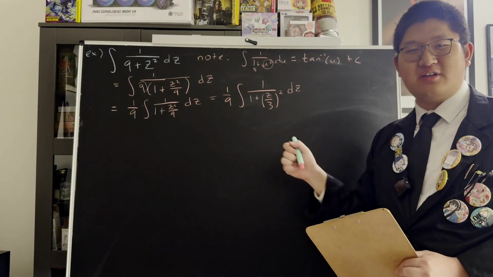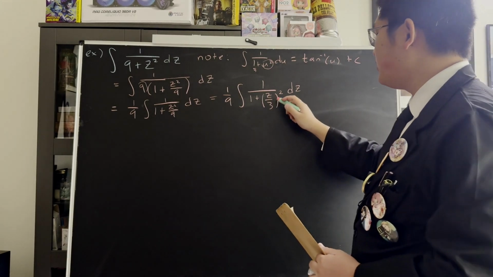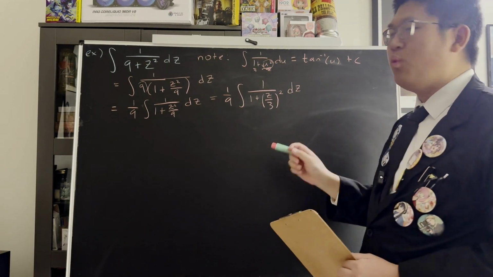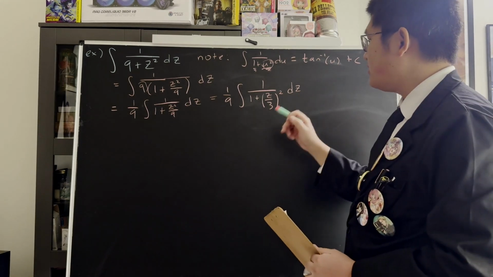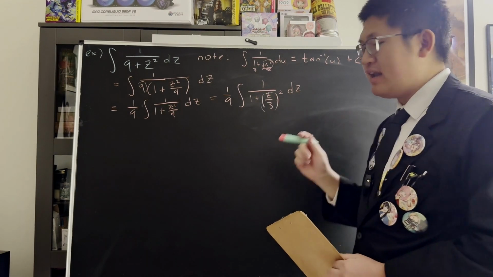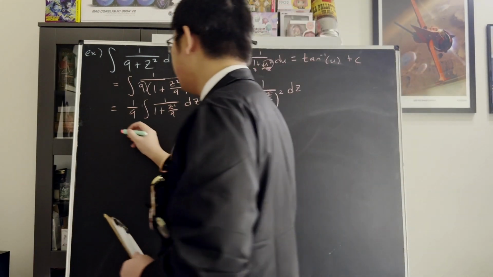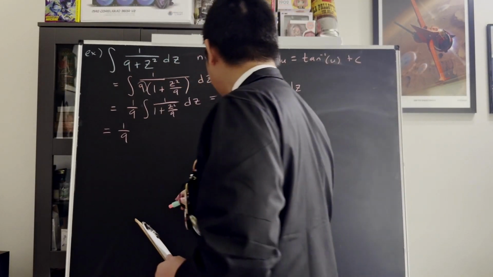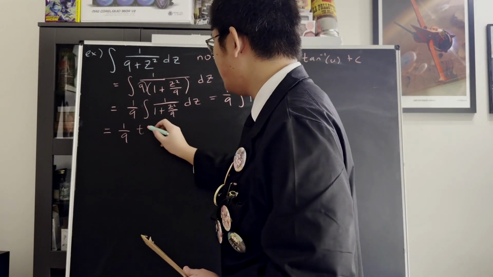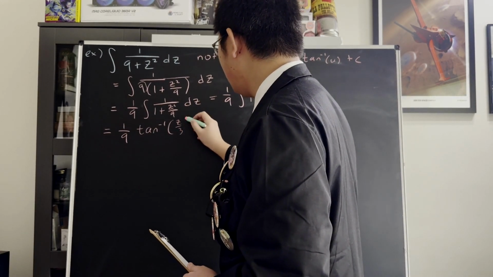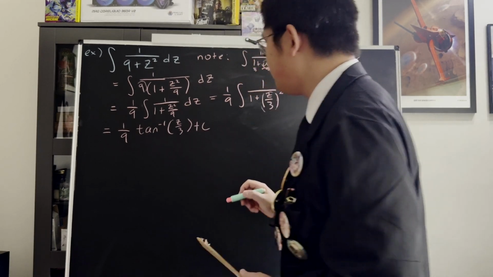Now we're really cooking here, because we have z over 3, all of that squared. That does match in that sense of being one singular value. All of that squared is 1 over 1 plus all of this squared. And now we can use the inverse tangent rule. So let's get around to that. We have that 1 over 9, okay? And then we have the inverse tangent of z over 3 plus c.